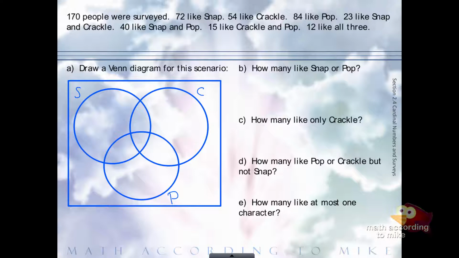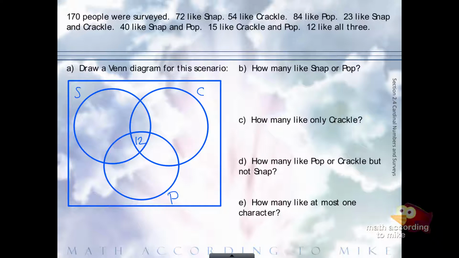The reason we can use the 12 is you can only use a number if it only takes up one space or one space is unknown. For instance, we couldn't use the 170 because there's 8 spaces in this Venn diagram, and 7 of them right now are blank. We can only have 1 being blank for us to use it. Likewise, 72 can't be used because the 72 represents all the people that like Snap, and there are 4 sections that make up the Snap circle, 3 of which are empty. Again, you can only have 1 empty space to use a number.